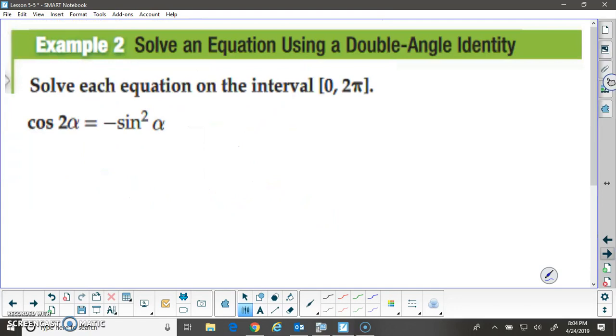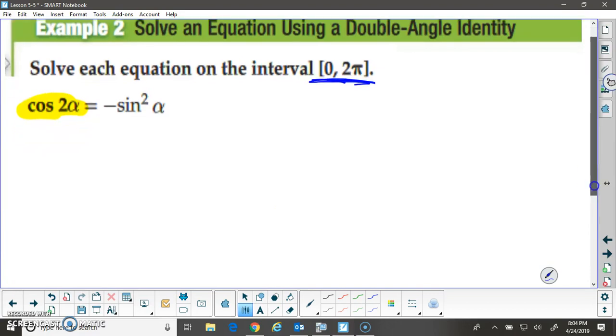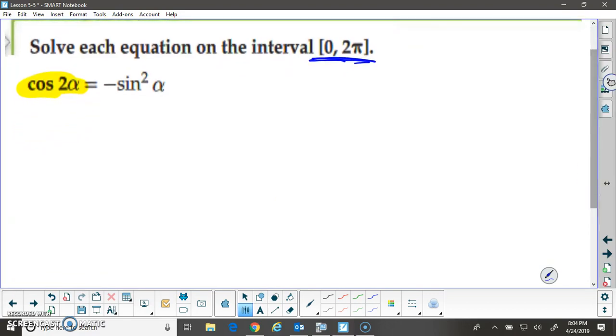Here is another problem where we're solving between 0 and 2 pi. This time, if you look closely at this problem, hopefully the cosine of 2 alpha is going to jump out at you. We've got 3 separate formulas that we can use to change that. I'm going to choose the one that only has sines.